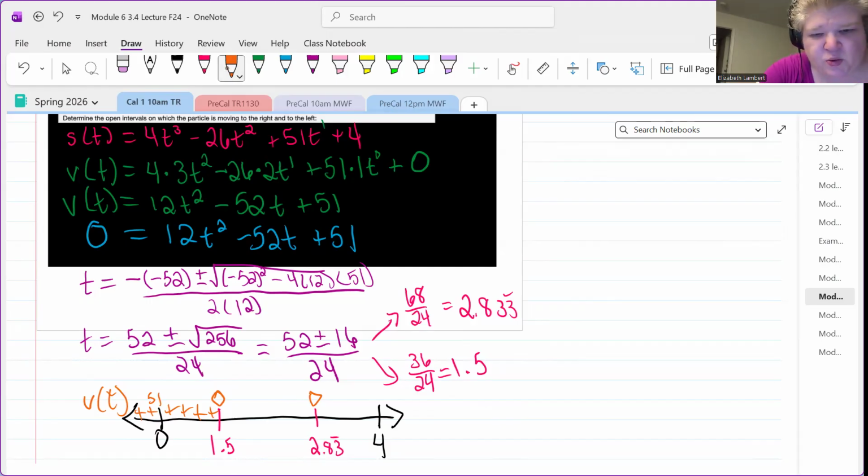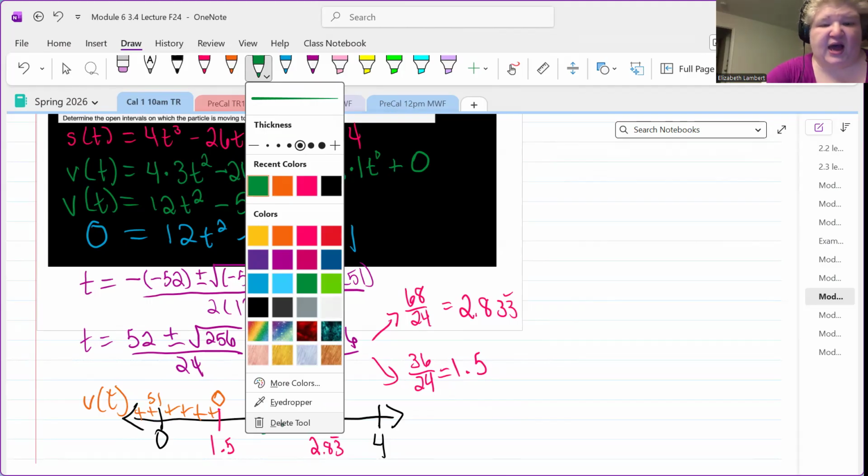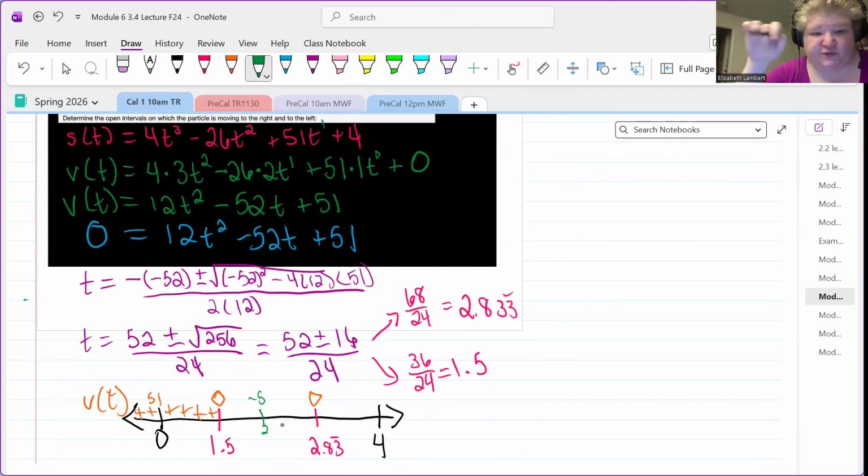All right, now in between 1.5 and 2.83, I want to pick a test number. I'm going to pick 2 as a test number. Now, if I substitute 2 into that function, that actually takes some number crunching. So let's number crunch. 12 times 2 squared minus 52 times 2 plus 51 is -5. So since 2 has a velocity of -5, all of the numbers in that interval from 1.5 to 2.83 are going to be negative.